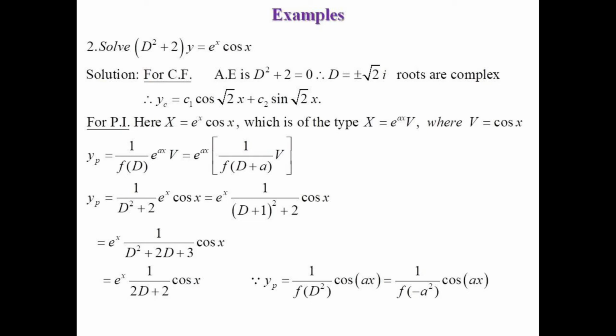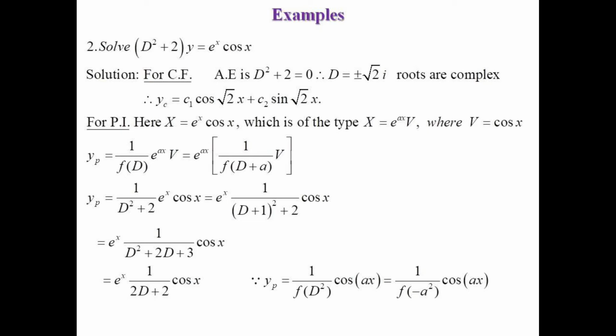So if we compare this value with the type x is equal to e raised to x into v, then the value of v is cos x and the value of a is 1. That means apply replace d by d plus 1. So again if we apply the formula for particular integral as 1 upon f of d, e raised to ax into v is equal to e raised to ax in bracket 1 upon f of d plus a into v.